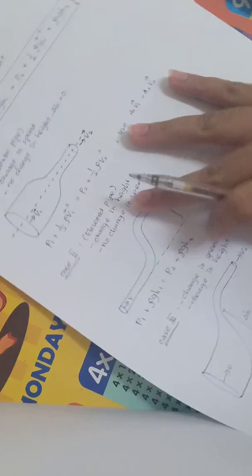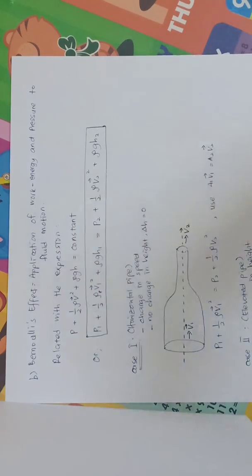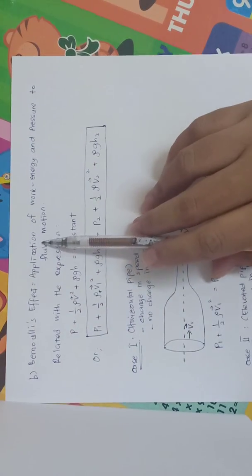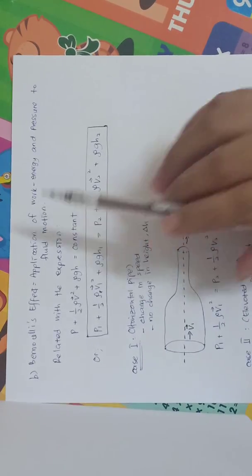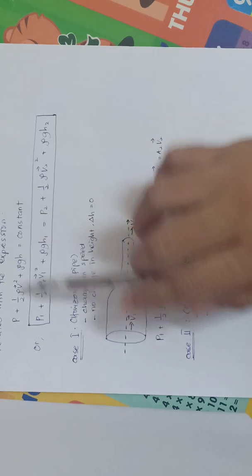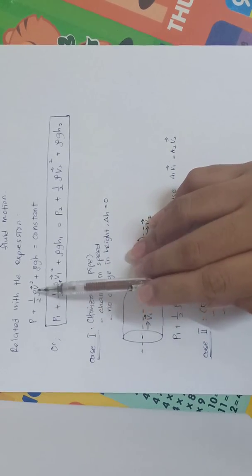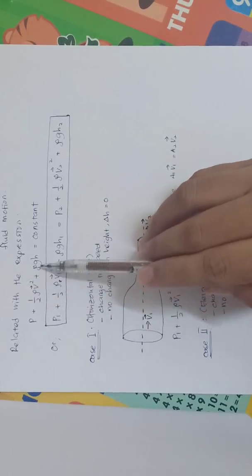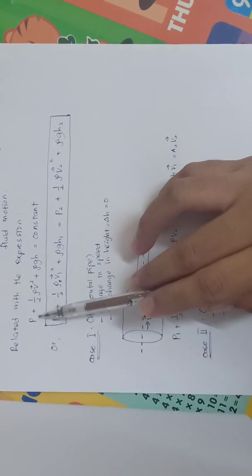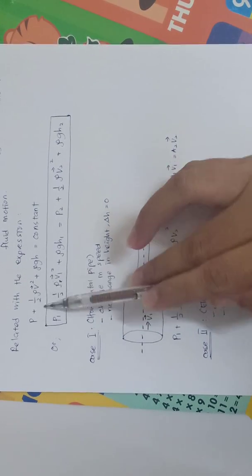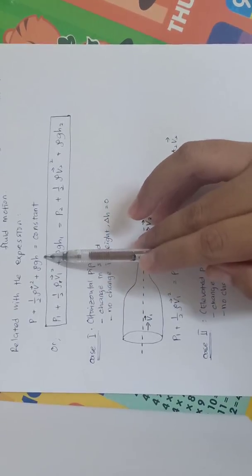Okay, now comes the second part. The second part is related to Bernoulli's effect. I would say that it is an application. Personally I think it is an application of work, energy and pressure to the fluid motion. They are related with the expression written as: the first component is pressure, P plus half rho v square plus rho gh equals constant. If you can recall, the first component is actually pressure, the second component is similar to kinetic energy, the third component is similar to potential energy.